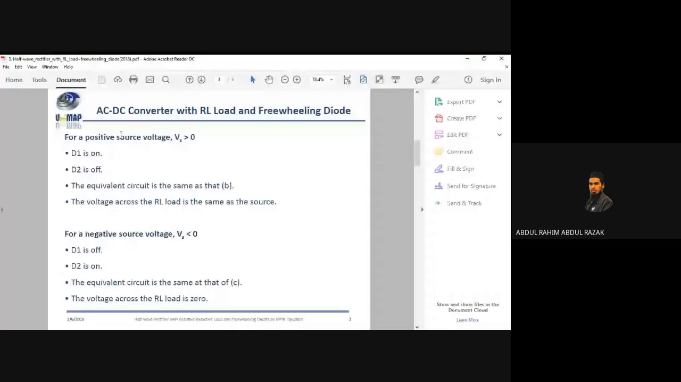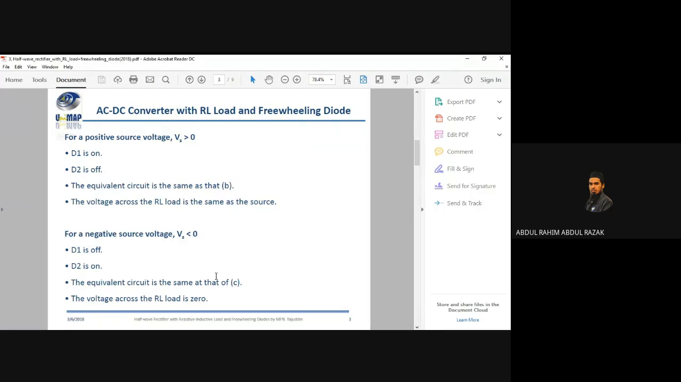So that's why I explain here. Positive source voltage Vs is greater than or equal to 0, the positive cycle just now: D1 on, D2 off. Figure B represents the equivalent circuit, and the voltage across the RL load is the same as the source. Then when your source enters the negative phase, D1 is off, D2 is on. The equivalent circuit is represented by figure C. So the voltage across the RL load is actually 0 at that time.